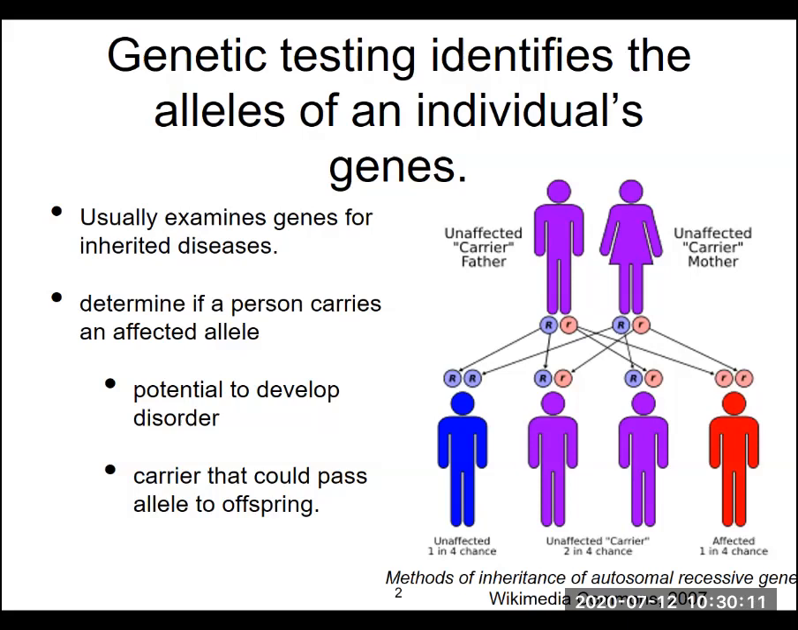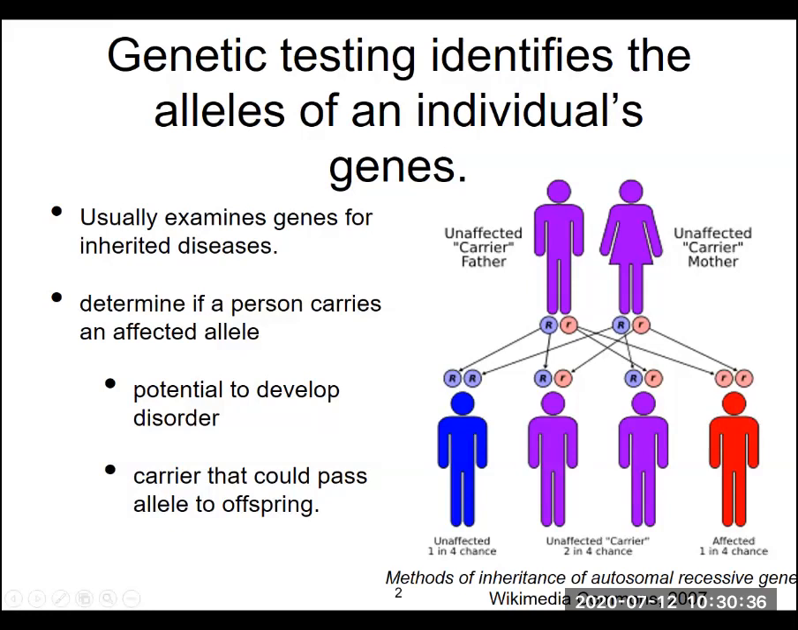In this case, what we've got over here is an unaffected father and an unaffected mother. Each one is a carrier for one of those recessive genes. Basically, it's a gene that doesn't show up unless you've got two copies of it, two alleles, of the altered version of that information. So as long as you've got one copy of the normal one, you're fine.